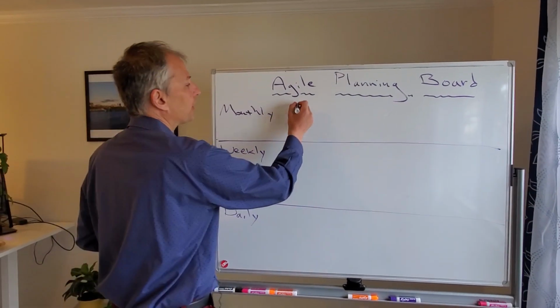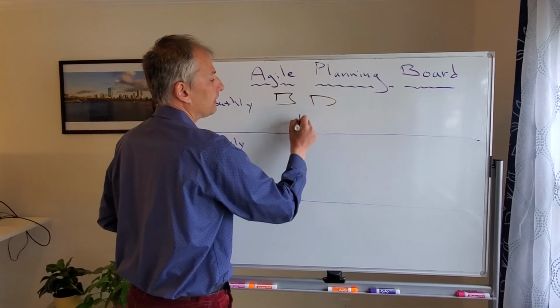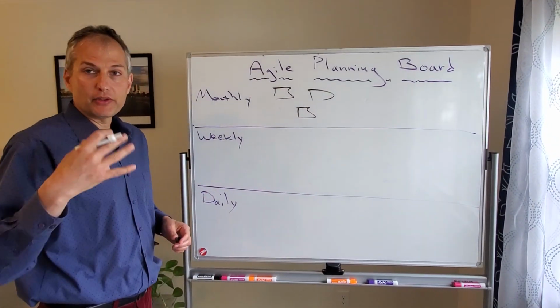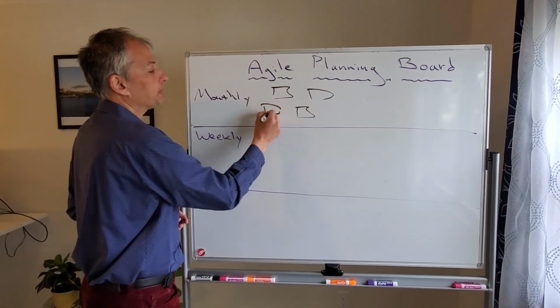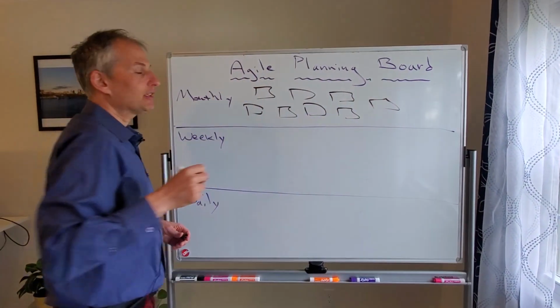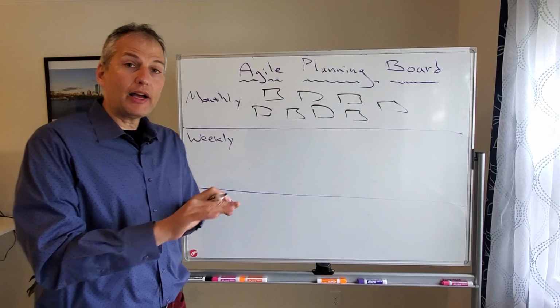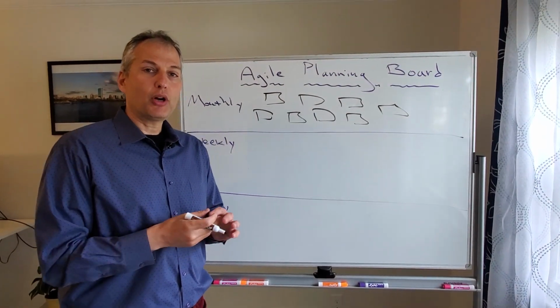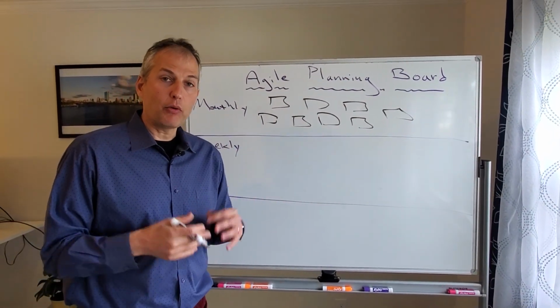So we can write what things we want to do here monthly. Let's say it's 15th of May to the 15th of June. So we capture things we want to do here, right? What makes this an Agile planning board is that we time box. Rather than creating projects into the future, we time box what we want to achieve.